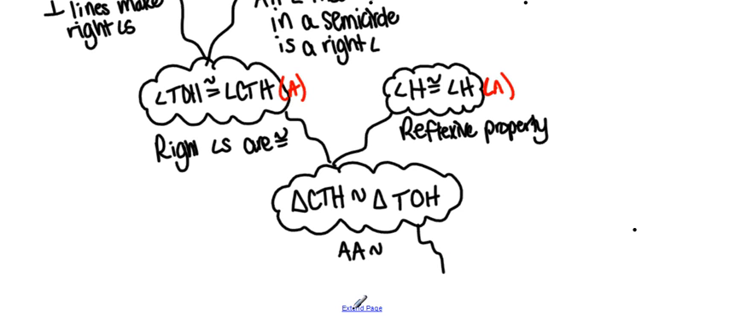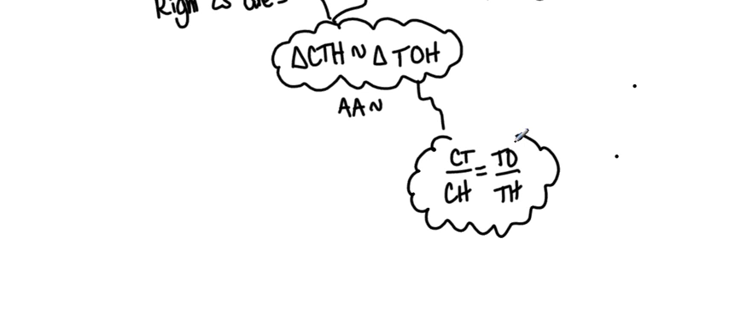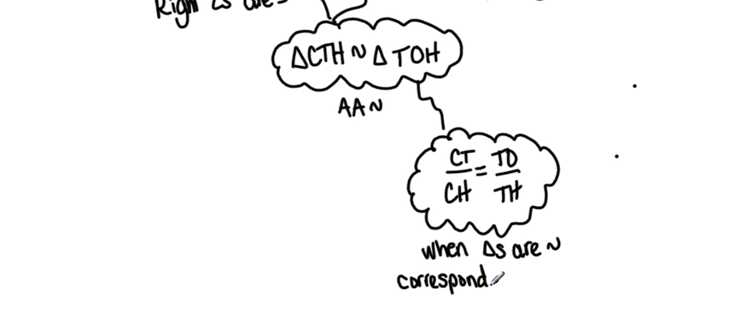And now that the triangles are similar, I know that all their corresponding sides have to be in proportion. So my last step here is going to be that proportion. When I compare CT and CH, it has to be the same as when I compare TO and TH. And I'm just going to say when triangles are similar, corresponding sides are in proportion. You could say have equal ratio.